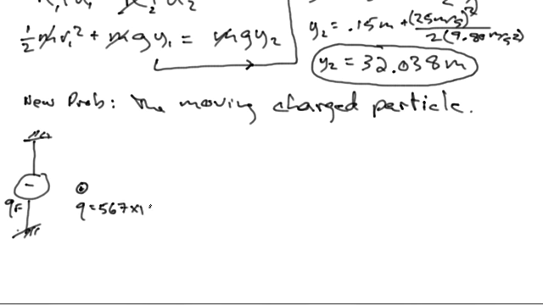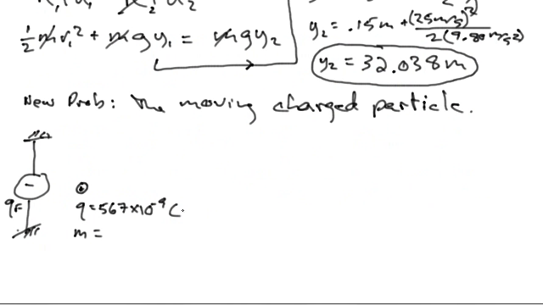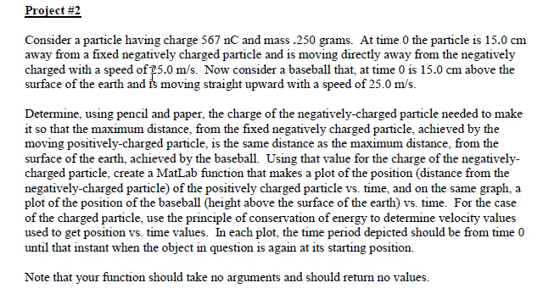567 times 10 to the minus 9th coulombs, and it's got a mass of 0.25 grams. 0.25 times 10 to the minus 3 kilograms. It's moving at an initial speed, I'll call it V1, equals 25 meters per second. Just want to make sure that that's 25 meters per second, just like the baseball. Okay.